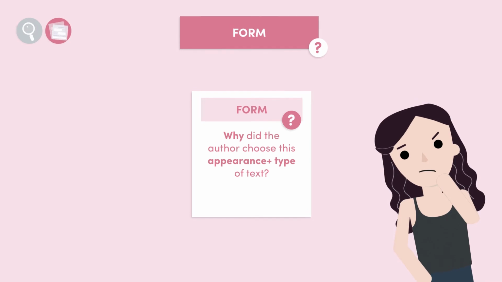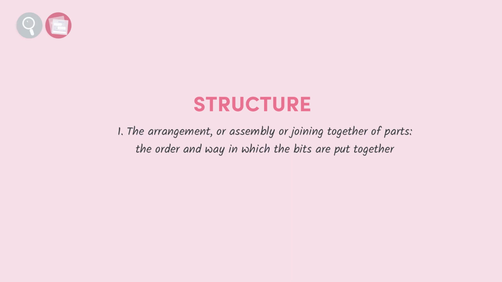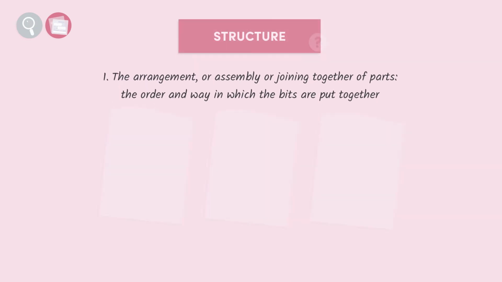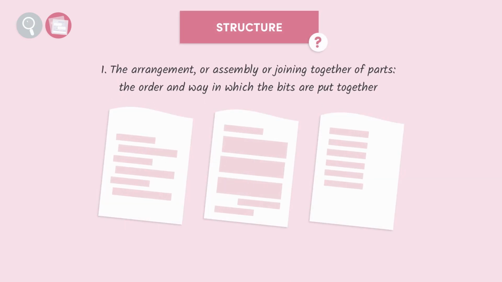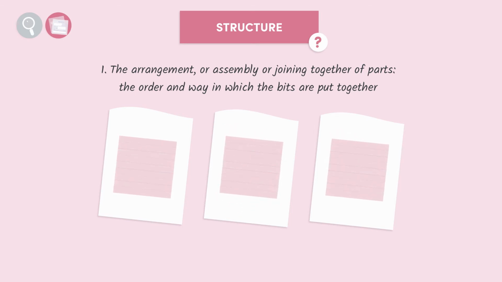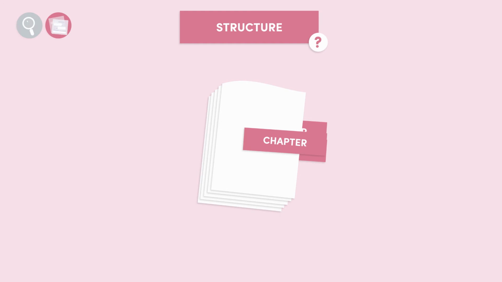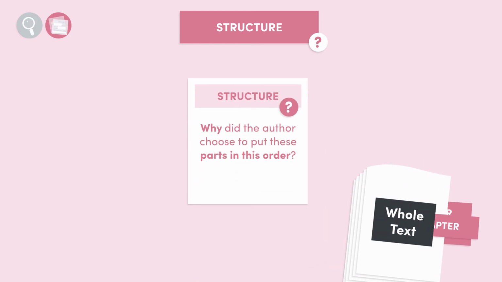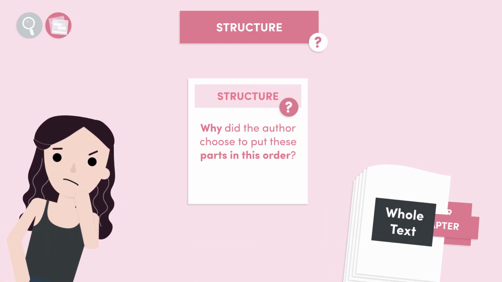Finally, what is structure analysis? Well, structure is the arrangement or assembly or joining together of parts, the order and way in which the bits are put together. All texts are built up of parts, however you break them down. Texts are made up of sentences or lines which have their own structures, but also build up to form paragraphs or stanzas, which might build up to form chapters or scenes or acts, etc. And eventually they'll build up to form the whole text. So structure analysis involves looking at any one bit of a text and asking, why did the author choose to put the parts in this order?